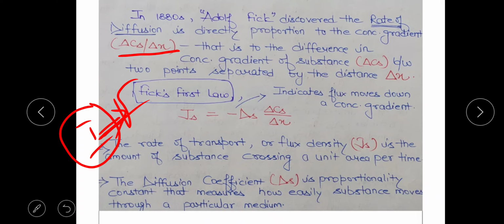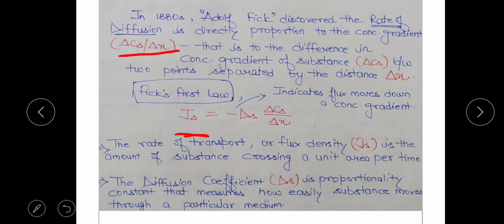So according to which Fick's first law states that Js, Js is basically the flux density. So flux density is the amount of substance crossing a unit area per unit time, that means the substance which is going to be diffused. How much amount of a substance is crossing that particular unit area, or the distance that has to be covered by that particular substance per unit time. So that is known as the flux density, or it is represented as Js.